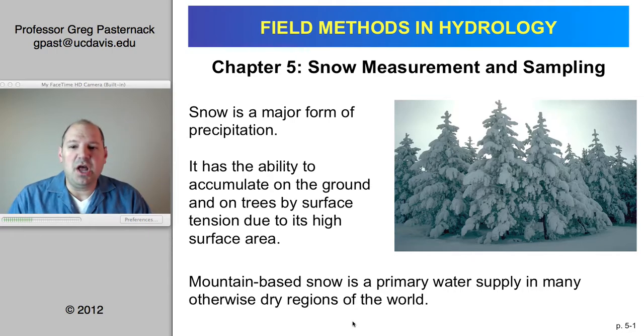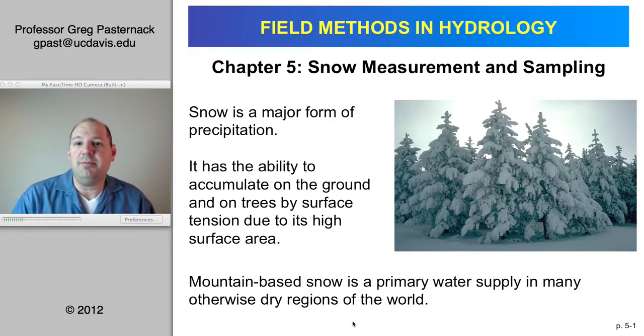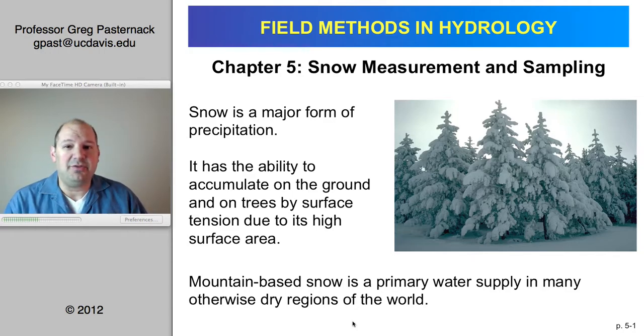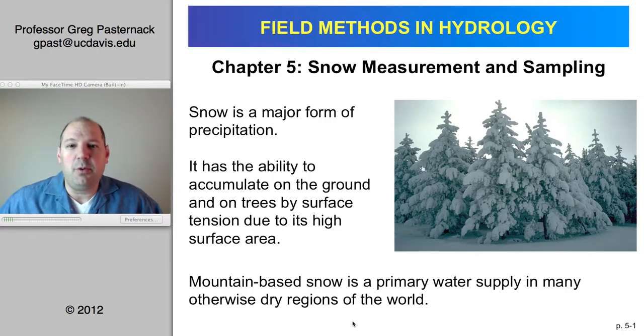And snow is a major form of precipitation. In mountain-based regions like we're in here in California, you may have a lowland that's relatively dry, but the water supply for that could be partially or primarily coming from the snow region in the mountains. And so that's why it's really important to be able to characterize snow where you have, say, a lot of topographic variability or spatial complexity to the distribution of snow.